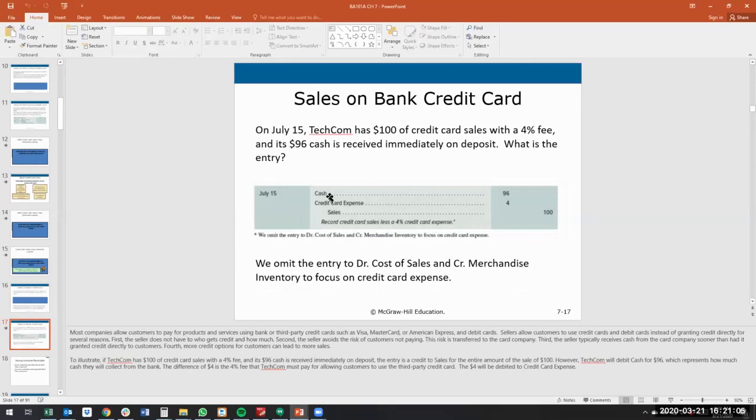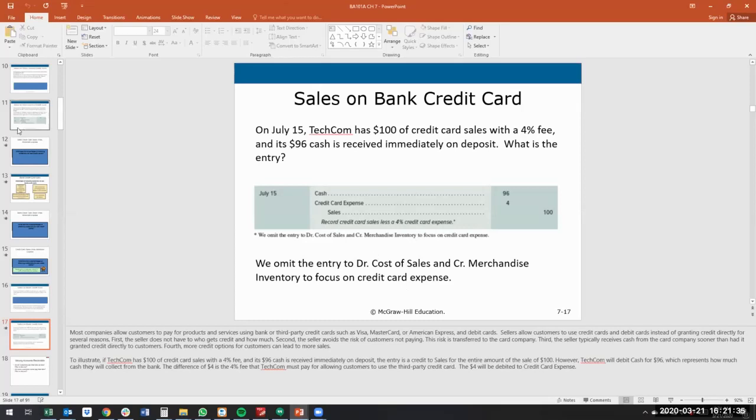credit card or an issuer credit card, we're going to have a debit expense for the fee, the 4% fee, and then we have our sale of 100. So the sale never changes. We have cash, which is 96, and a credit card expense of 4. We omit the entry for debit cost of sales and credit merchandise inventory to focus on the credit card expense. So the credit card expense itself will then be a reduction to your revenue. It's going to be a contra revenue account.